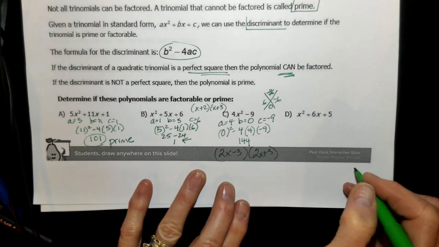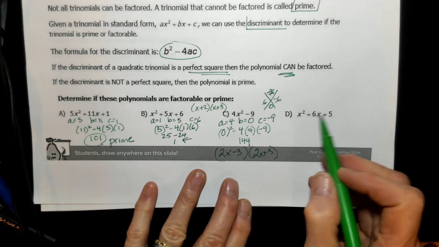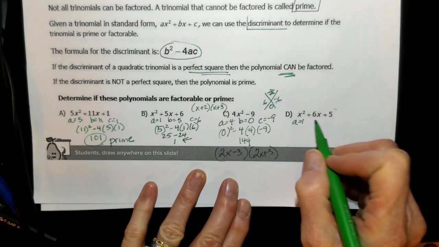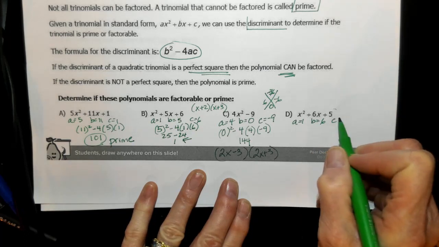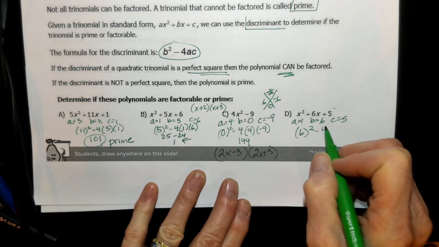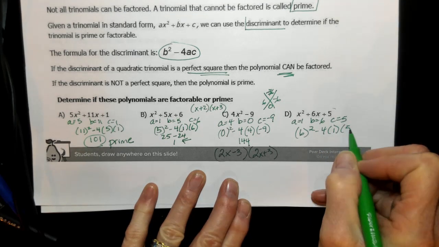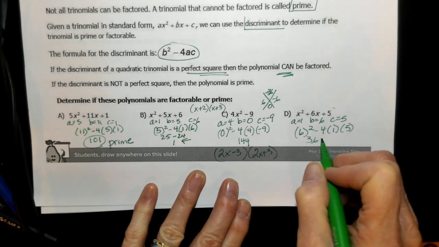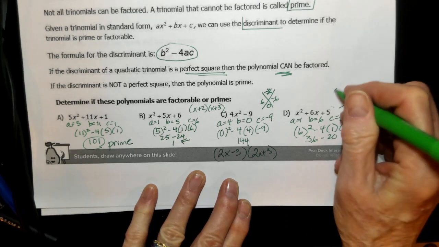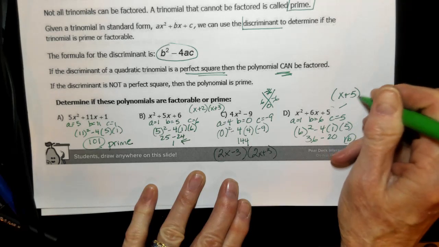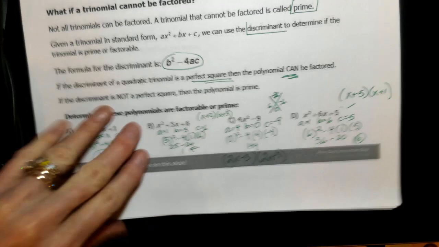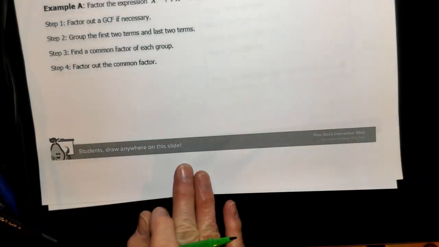Okay. Last one here. What are the factors? We want to find out if we can factor this. A is 1, b is 6, c is 5. It's 6 squared minus 4 times a times c, which is 36 minus 20. If that's a perfect square, you can factor it. In fact, this is what it factors to. Okay. That happens every now and then.